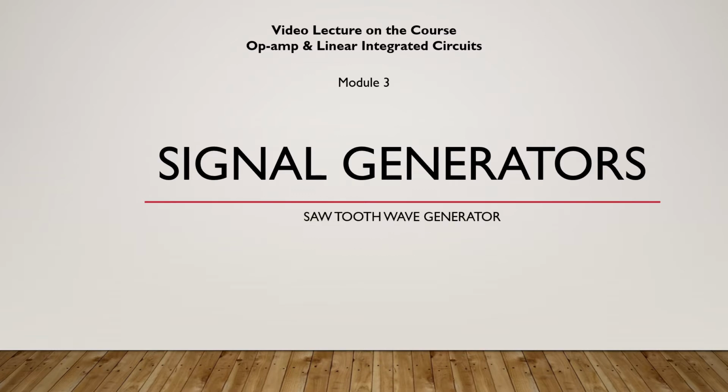In the previous session we had discussed the triangular wave or rectangular wave generator, where a triangular generator was used. In this session we will be discussing a sawtooth wave generator. For this sawtooth wave generator, the same circuit that was employed for a triangular wave generator is to be considered, and we are going to modify that particular circuit.